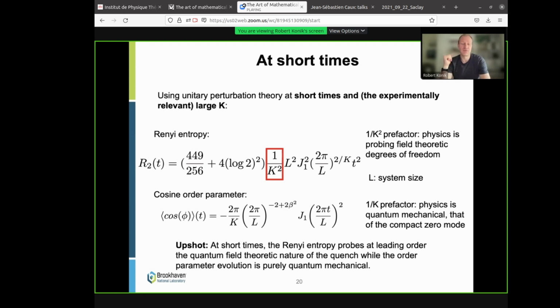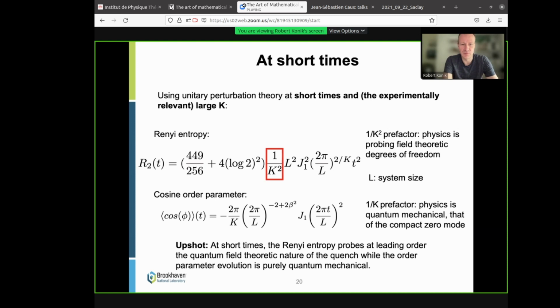And what this means physically, if you dig into the details of unitary perturbation theory, is that the short time physics of the cosine order parameter is solely governed by the zero mode physics. So in some sense, you can derive this expression by completely ignoring the fact that there are oscillator modes in the problem. The problem is really that of the zero mode. So at short times, the problem is not quantum field theoretical, but quantum mechanical. And for the cosine order parameter at large K, that tends to be true for all times. The oscillators offer a weak dressing of the evolution of the cosine order parameter, but don't fundamentally determine its behavior. It's really zero mode physics.